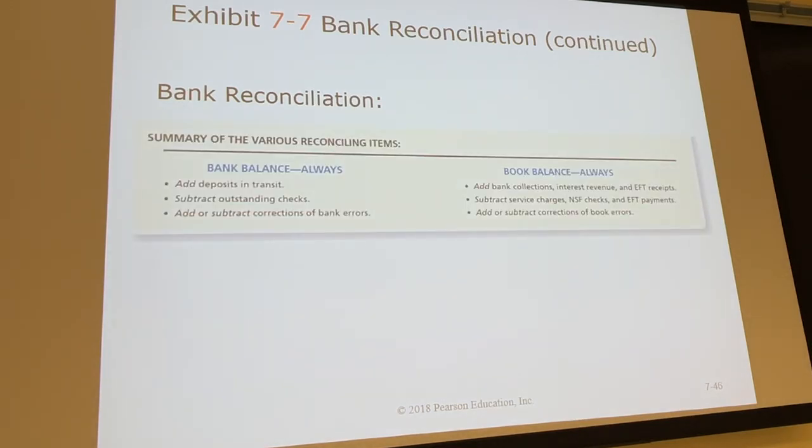Here's an exhibit from the book that I think is pretty helpful. It shows us what adjustments are typically made on the bank side and what adjustments are typically made on the book side, and it tells for each type of adjustment whether it's an addition or a subtraction. And then, as we said before, if it's a bank error or a book error, we can't really say whether it's an addition or a subtraction because it all depends on the nature of the specific error.